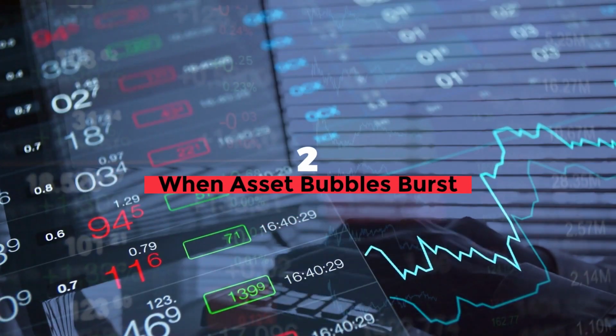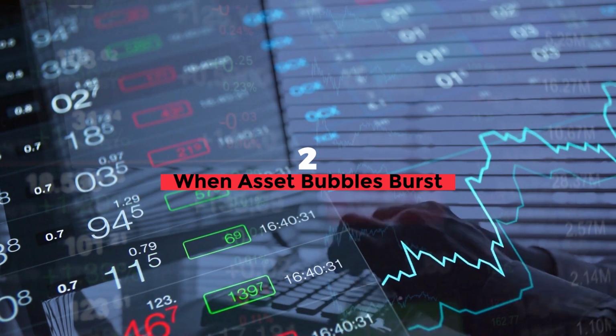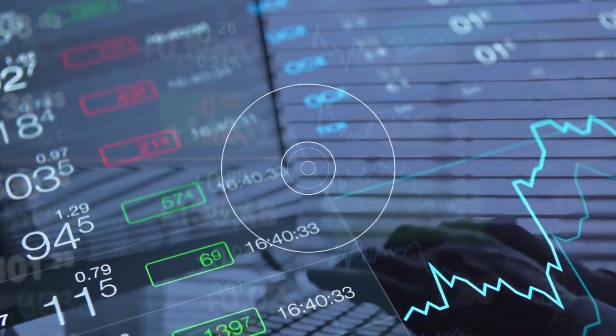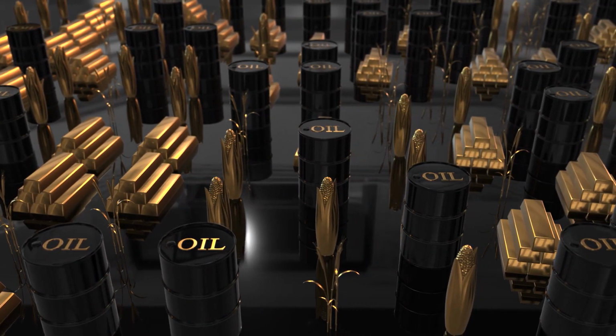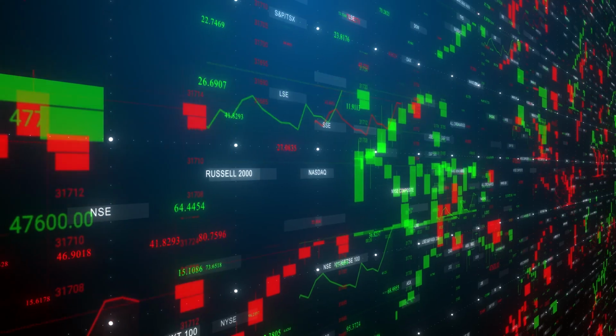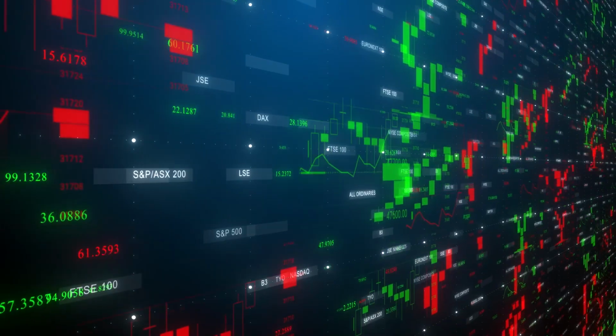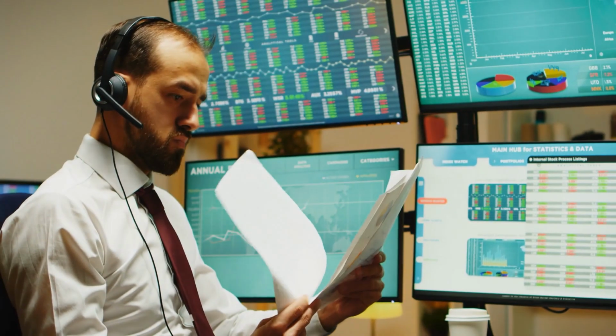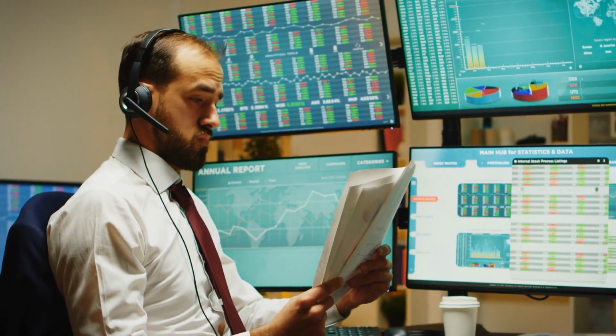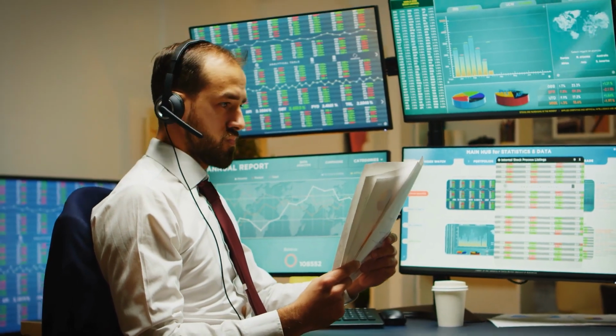Number 2. When asset bubbles burst. Asset bubbles develop when the cost of investments such as gold, equities, or real estate go beyond reasonable. When a bubble pops, it already creates the conditions for a recession to take place. The housing bubble and the dot-com stock bubble occurred just before the recessions of 2001 and 2008, respectively.